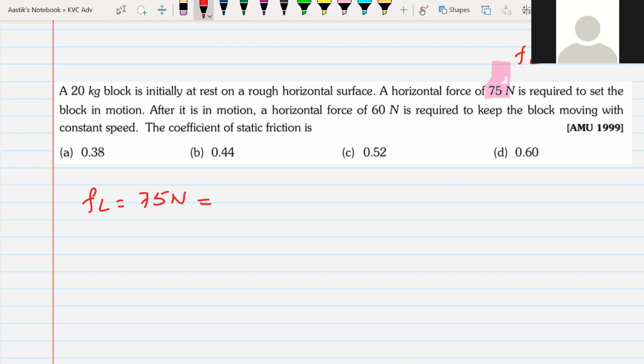That must be equal to mu s multiplied by N. Yes or no? Yes, sir. N is how much? Sir, 200 Newton. So mu s is 75 divided by 200. Whatever you get is the answer. Do we understand this? Yes, sir. Everyone understand this?